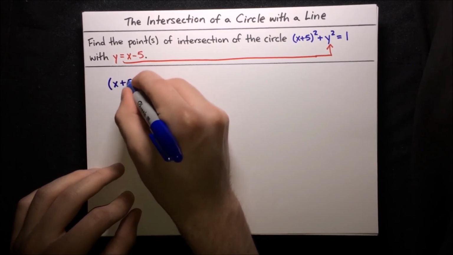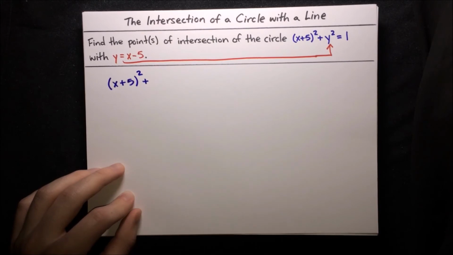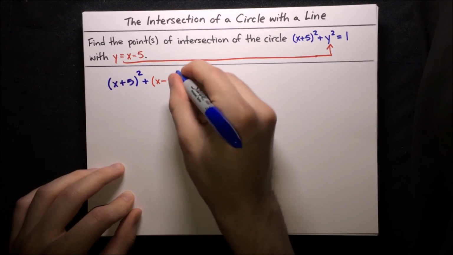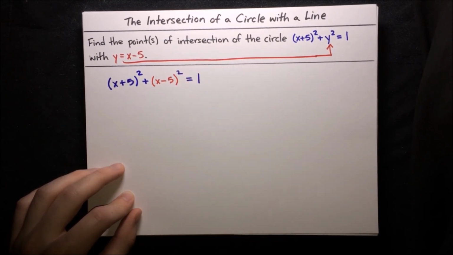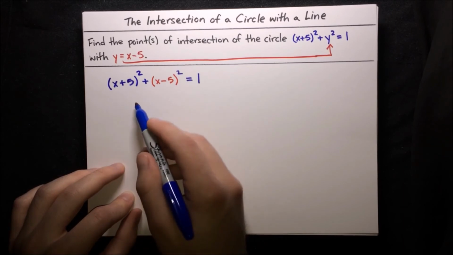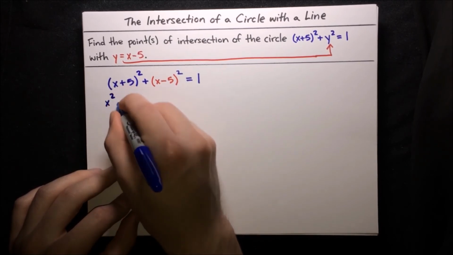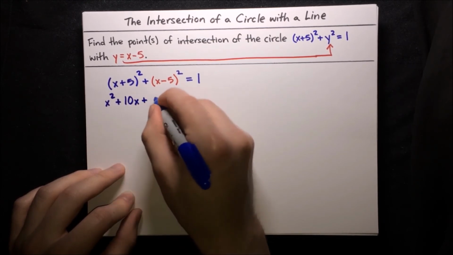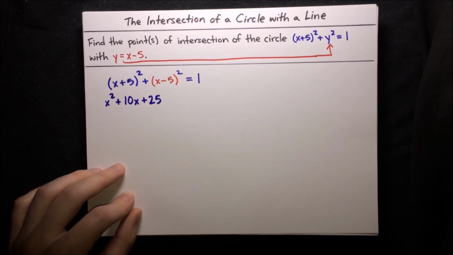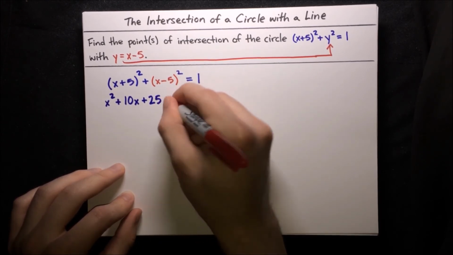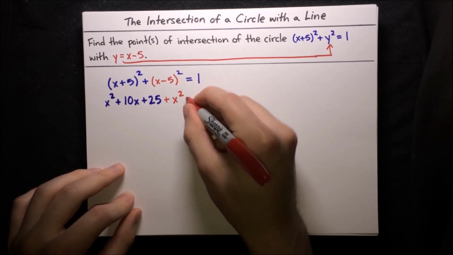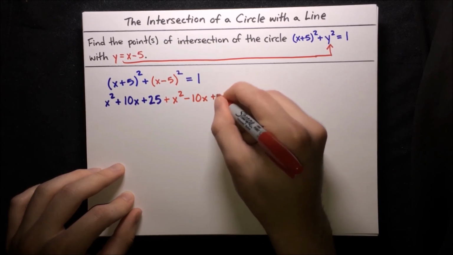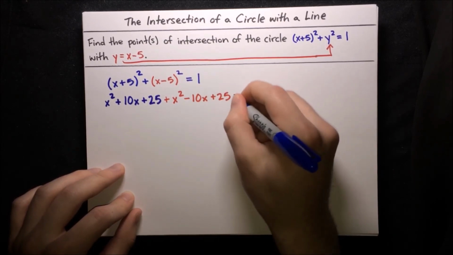So (x + 5)², then plus y². Y is just x − 5. That's squared, and that's equal to 1. So now we go ahead and expand out. (x + 5)² becomes x² plus 2 times x times 5, so plus 10x, then plus 5², which is 25. And (x − 5)² becomes x², then minus 2 times x times 5, so minus 10x, then plus our 5², so plus 25, and that's equal to 1.